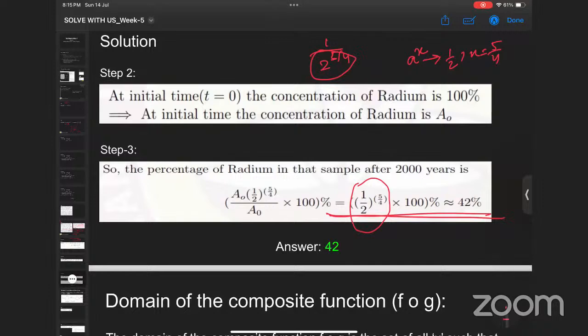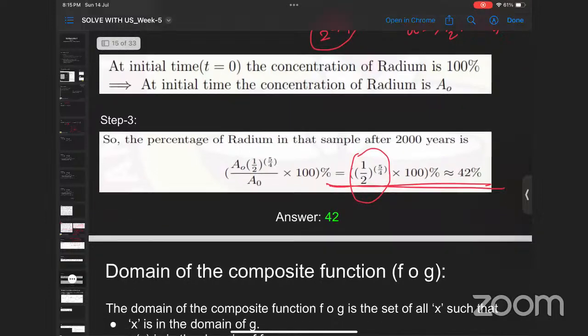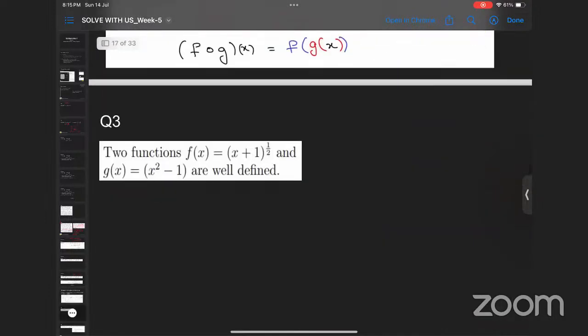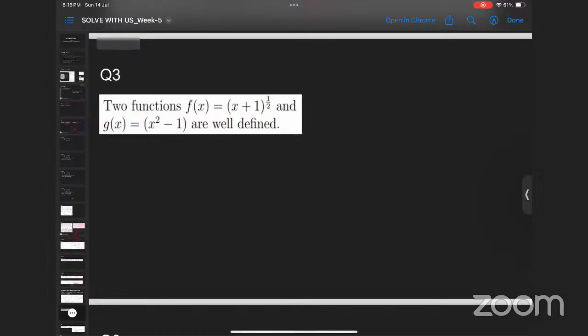Ma'am, in week 1 we covered up to week 4, right? Yes, ma'am. It's of low weightage. Okay, 30% comes from week 1 to week 4. 70% comes from week 5 to week 8. Okay.